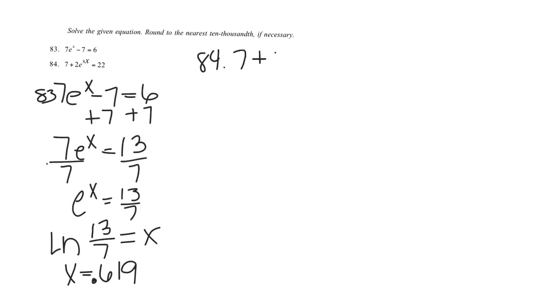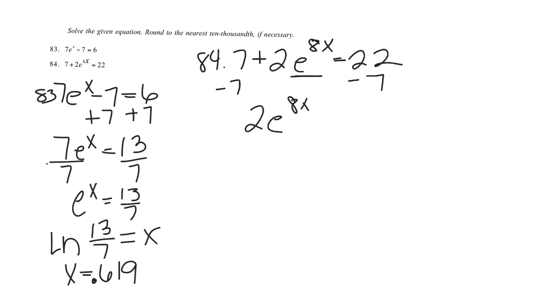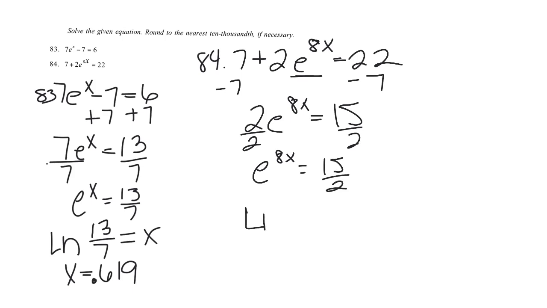7 plus 2e to the 8x equals 22. Again, I need to isolate the e to the 8x term, so minus the 7. 2e to the 8x equals 15. Divide by 2. e to the 8x equals 15/2. Rewrite it as a log, so 8x equals the natural log of 15/2. And then divide by 8. So this would be the exact answer, the natural log of 15/2 divided by 8.